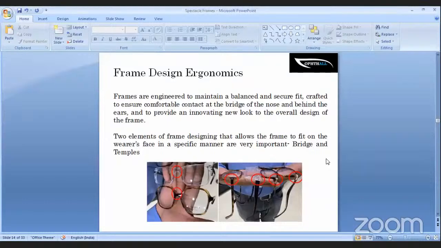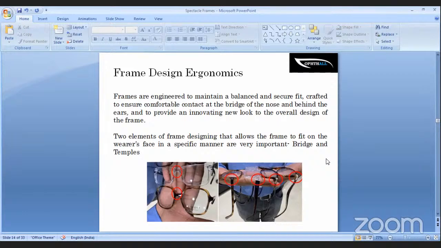Frames are actually engineered to maintain a balanced and secure fit. They are crafted to ensure comfortable contact at the bridge of the nose and behind the ears, and to provide an innovative new look to the overall design of the frames. Now, in order to do that, there are several frame parts which are being constructed and designed, but two among them are the most important. Number one is the bridge and number two is the temple. There are different positions of the bridge and different positions of the temple. We'll discuss it.